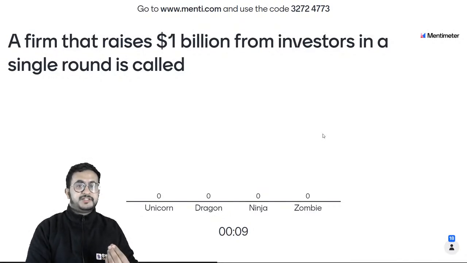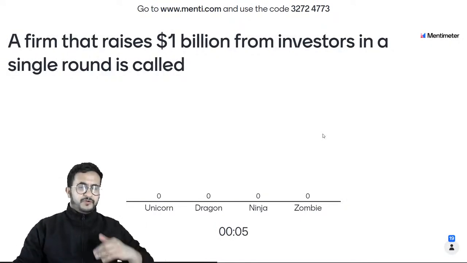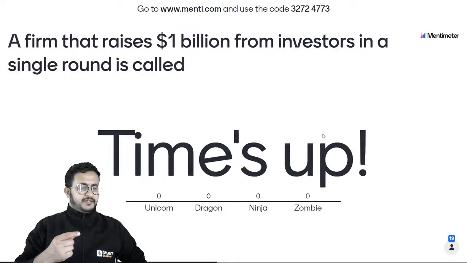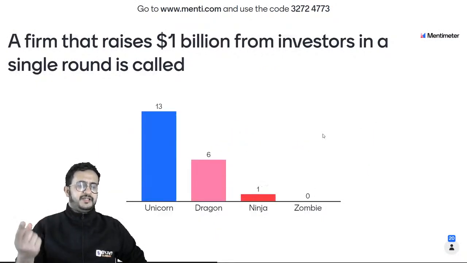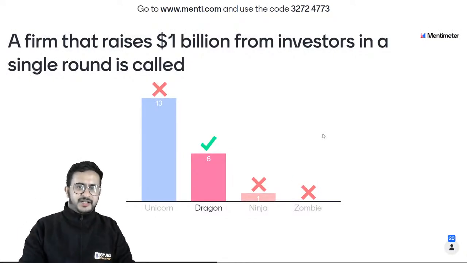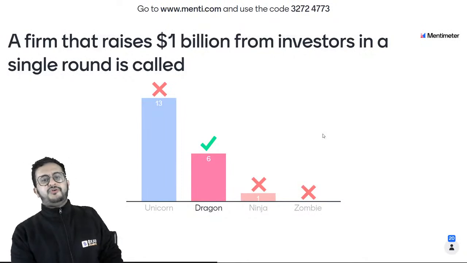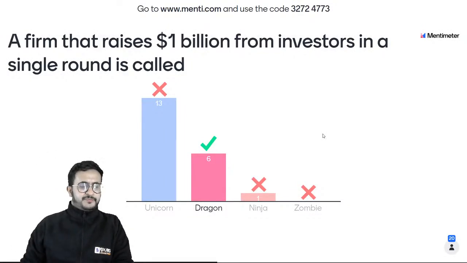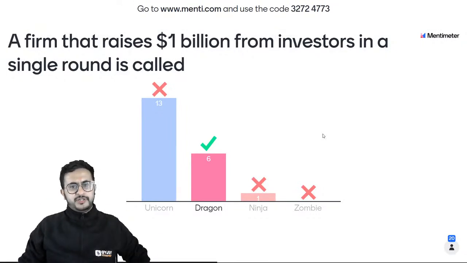So if a firm gets $1 billion of investment in a single round, so you have different rounds of funding. Okay? Initially you have seed funding, then Series A funding, round C. So interestingly, the right answer is dragon, not unicorn. Unicorn is a company that has a valuation of $1 billion. Okay. If a company has a valuation of $1 billion, that is called a unicorn.